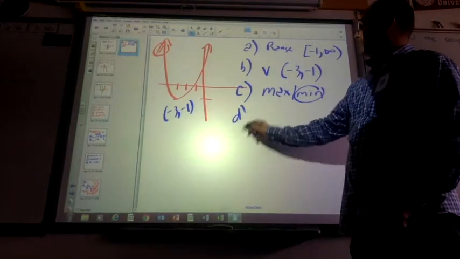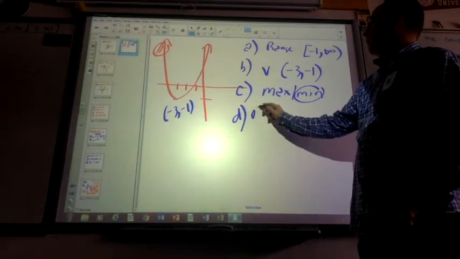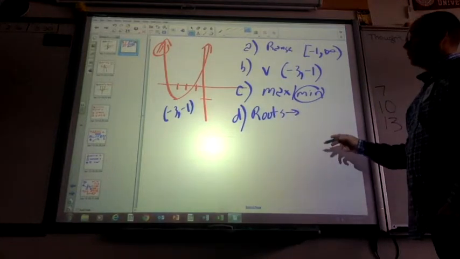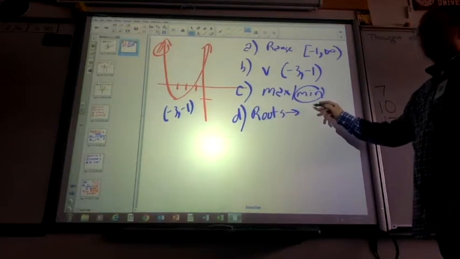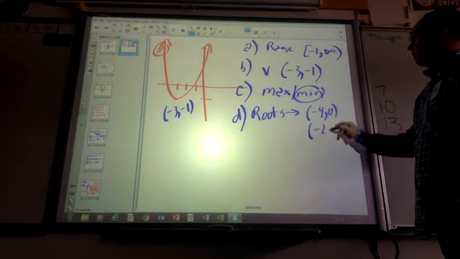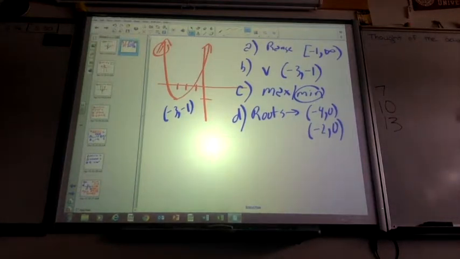Letter D. Give x values in which f at x equals 0. So we want the roots. Where does it cross the x-axis? (-4, 0) and (-2, 0). Perfect. And again, I have them labeled as points. I didn't just goof that.